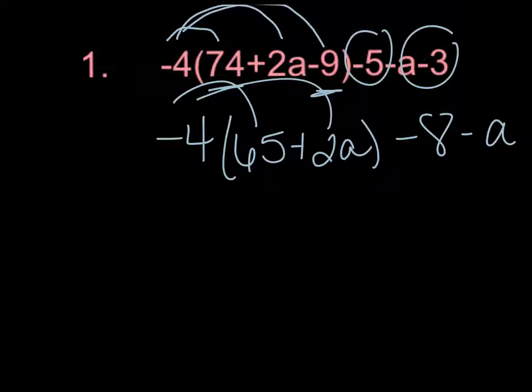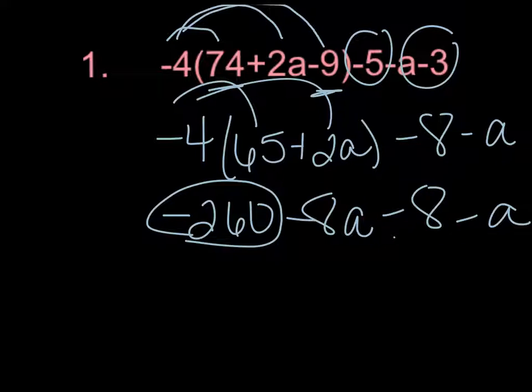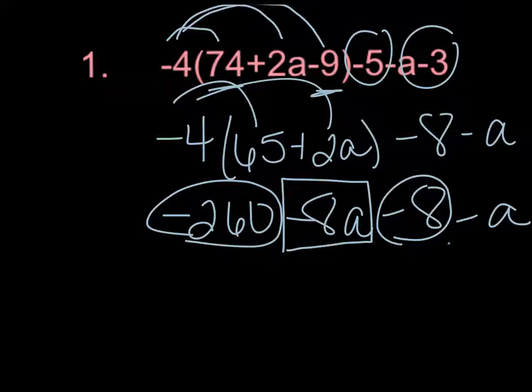-4 times 65 is -260. The negative times the positive is a negative. -4 times 2 is -8. Bring down the a. Minus 8a minus a. And then put my like terms together: -260 and -8, and -8a and -a, which has a value of 1.